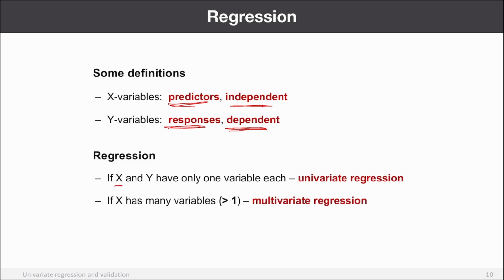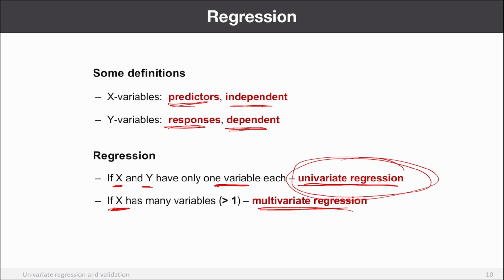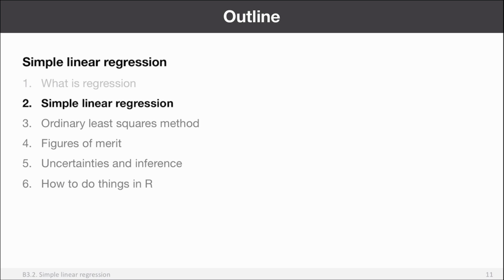And then if both x and y include only one variable, so for example, you predict weight by knowing height of a person, or you predict concentration by knowing absorbance of light at particular wavelengths, then it is called univariate regression or simple regression. But if x has many variables, like in this example with houses, then it's a multivariate regression. In this learning sequence, we will be talking about univariate regression, and then in the third learning sequence of this block, we will talk about multivariate regression. So that was a little intro, and in the next video, we will talk about simple linear regression in more detail.